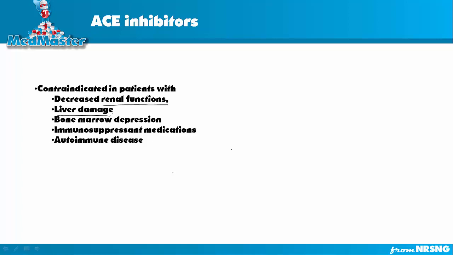Now, captopril can cause neutropenia. So if a patient has bone marrow depression, is on immunosuppression medication, or has any kind of autoimmune disease, you don't really want to give the patient this medication because it can cause even more decrease in the immune system. And if they have a decreased immune system, the indication would be a sore throat and other infections. So you want to educate the patient about that too.